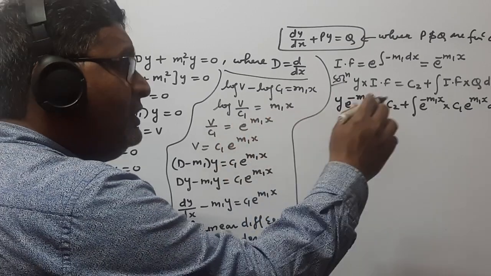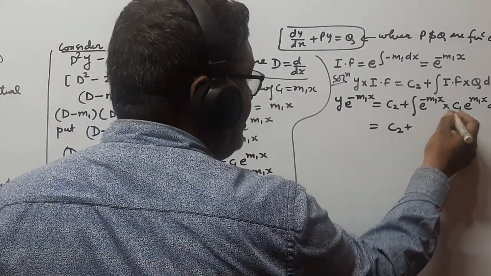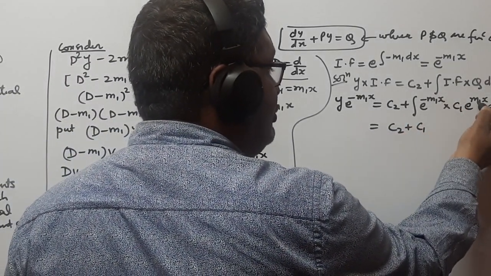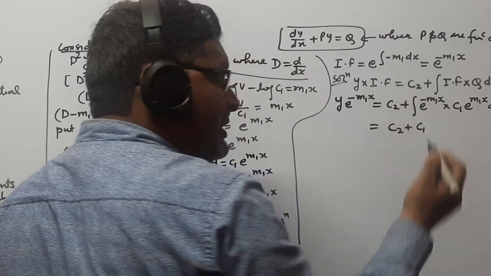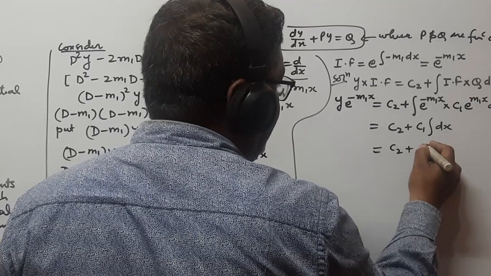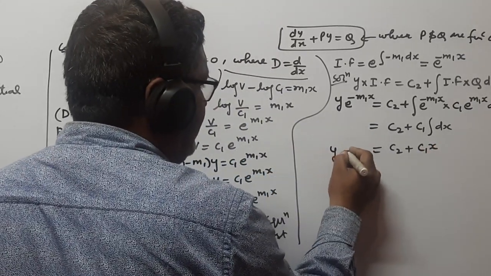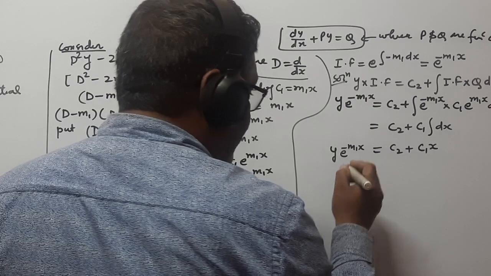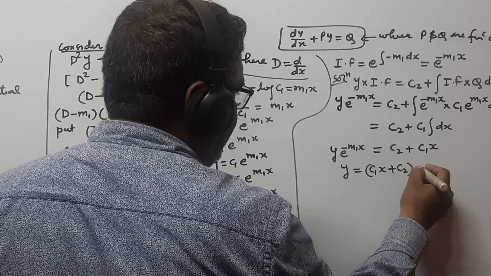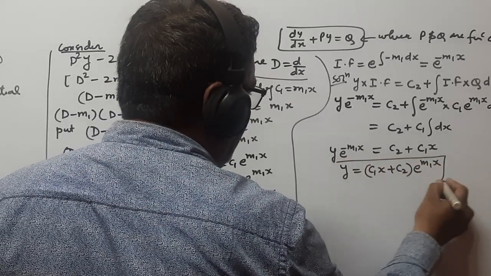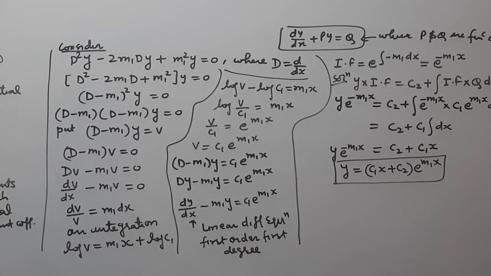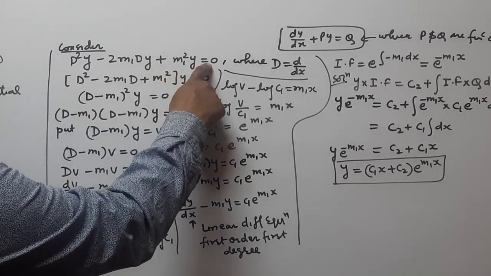So you can see here c1 is constant, so it goes outside the integral sign, and here e to the power minus m1x and e to the power m1x, this will be e to the power 0 and that is 1. So here is dx, and the integration of dx is x here, so y e to the power minus m1x is equal to c1x plus c2. We can write this as y is equal to (c1x plus c2) times e to the power m1x. So this is the solution of the given differential equation d2y minus 2m1 dy plus m1 square y equal to 0.